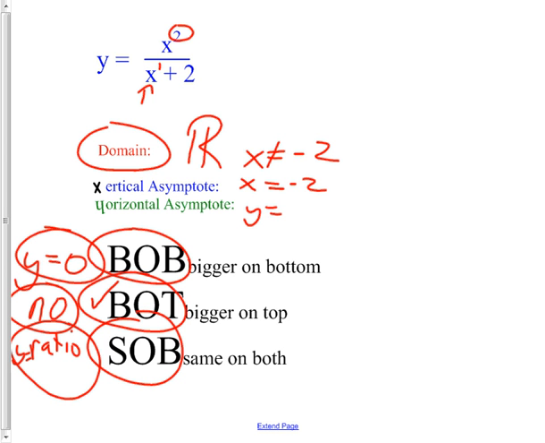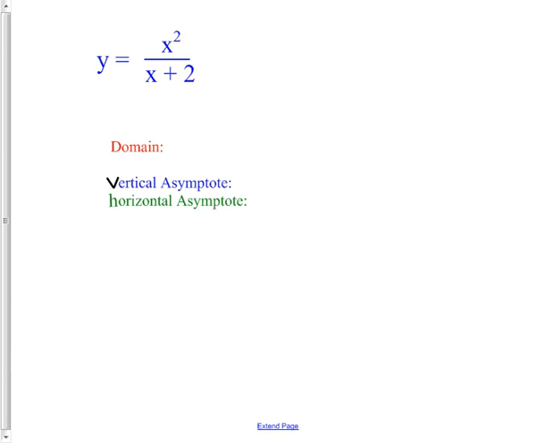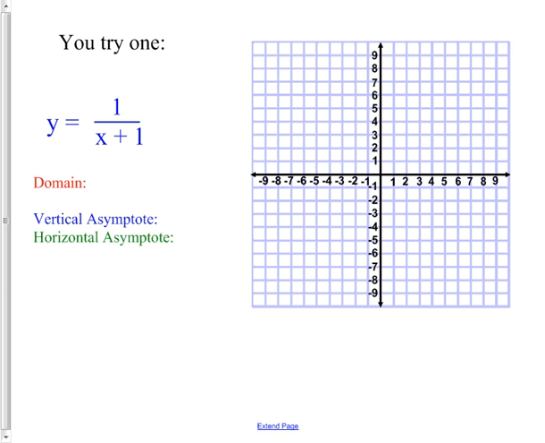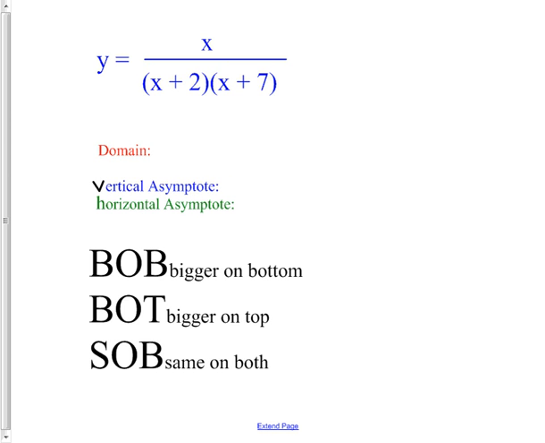All right, so in this case, it was bigger on the top. So it's a BOT. So y equals, you just say none. There's no horizontal asymptotes. Okay, let's look at another one. Wait a minute, is that the same one? Okay, I think it skipped one. We already talked about the parent one. Let's do this one.